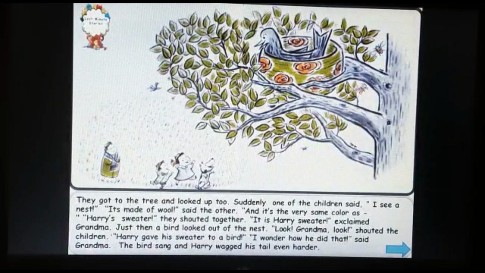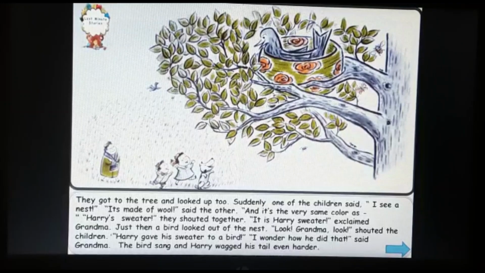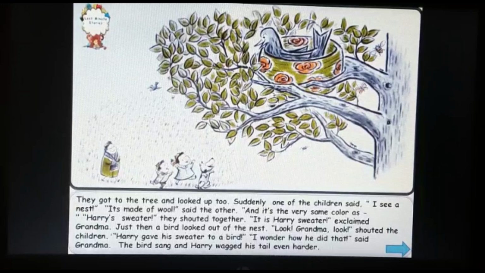They got to the tree and looked up too. Suddenly, one of the children said, "I see a nest." "It is made of wool," said the other. "And it's the very same color as Harry's sweater." They shouted together, "It is Harry's sweater!" exclaimed Grandma. Just then a bird looked out of the nest.